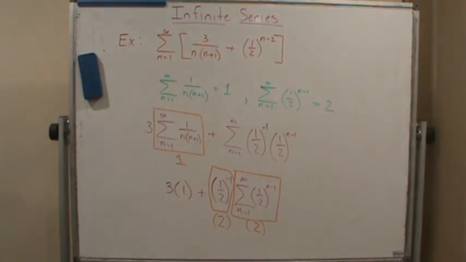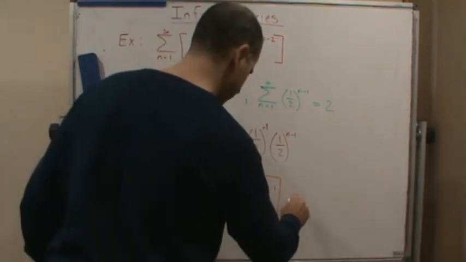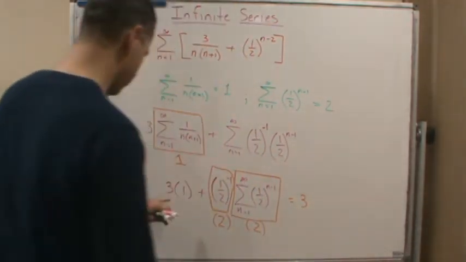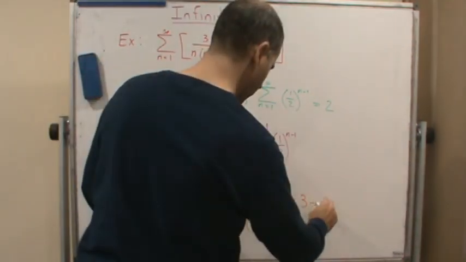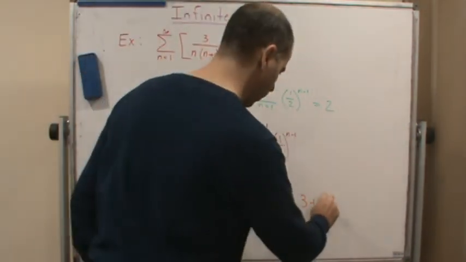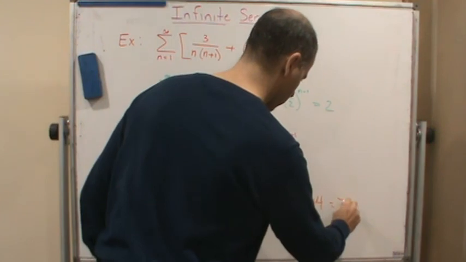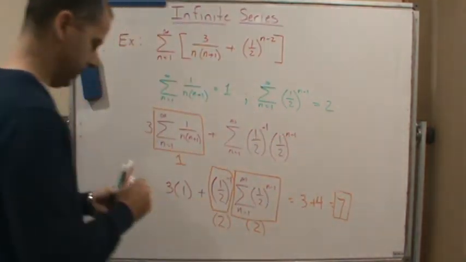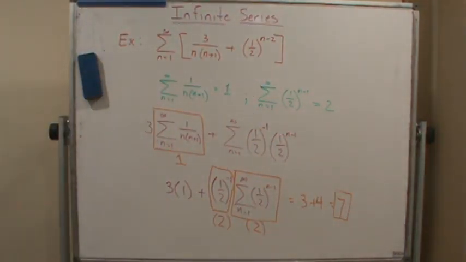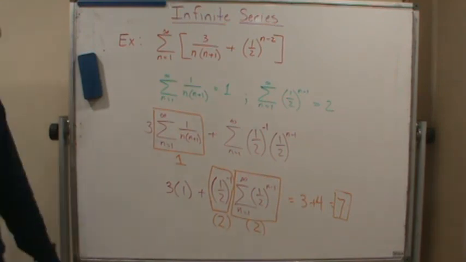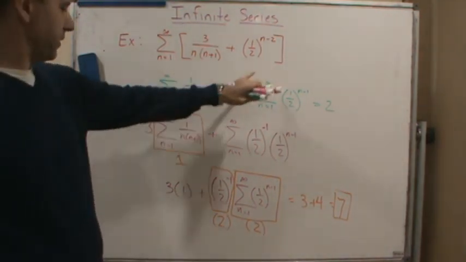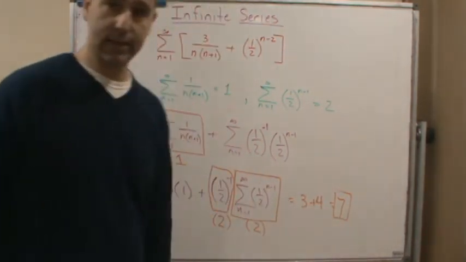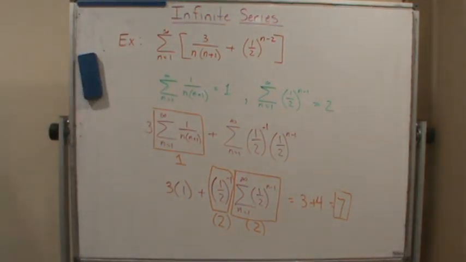And so what do we know? This thing converges to what? 3 times 1 is 3, plus 2 times 2 is 4, which equals 7. And so we know now that this series converges to 7. And we're done. See you next time.